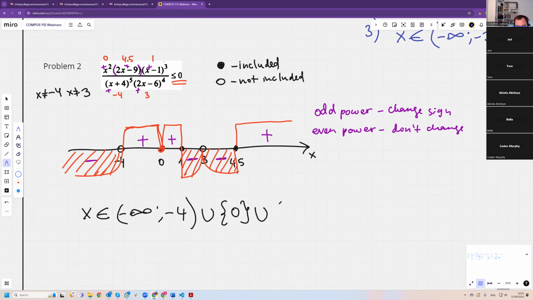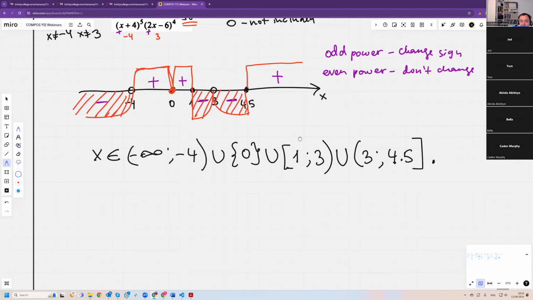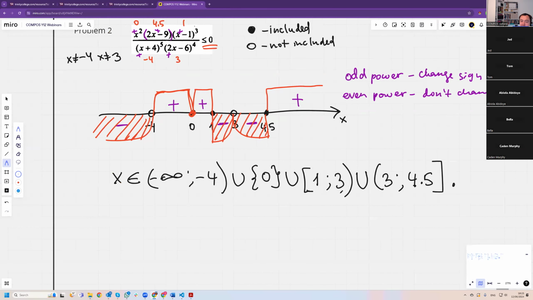Then from 1 including to 3, not including, and from 3 not including to 4.5. There are different ways, 4.5 including. So different ways of writing this down, but I don't mind which way you use. Okay. I think this is the easiest way. But you could use set notation. You could use, yeah, whichever method you like.